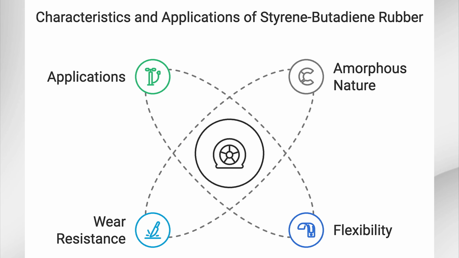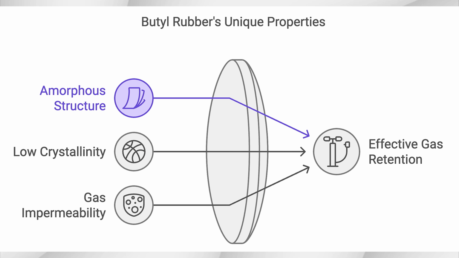Styrene butadiene rubber is amorphous and it is mainly used in applications like tires, where flexibility and good wear resistance are important. Its amorphous nature means it performs well in environments requiring elastic properties without becoming brittle.